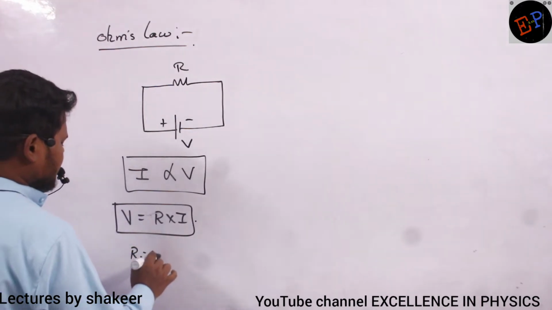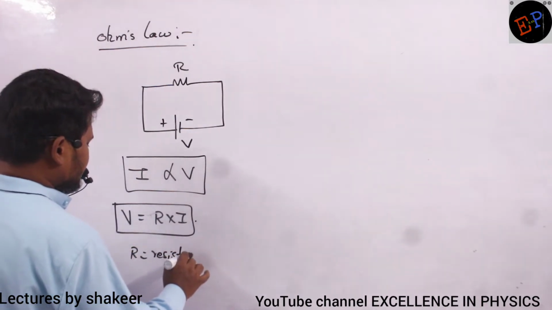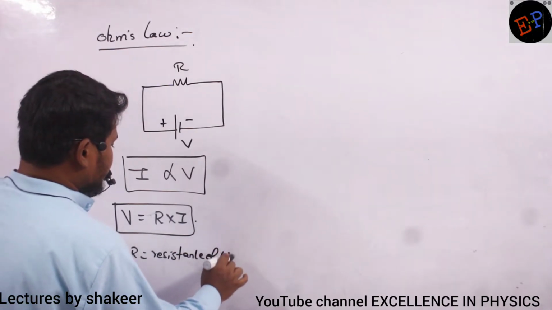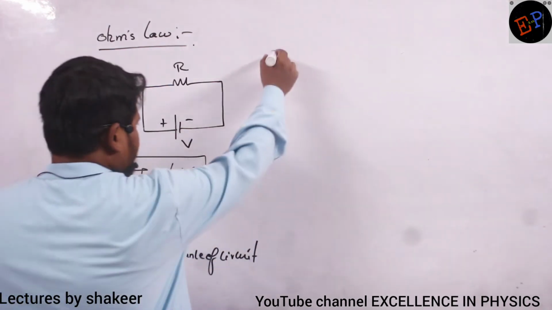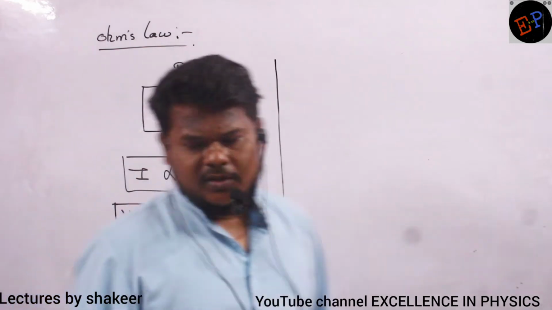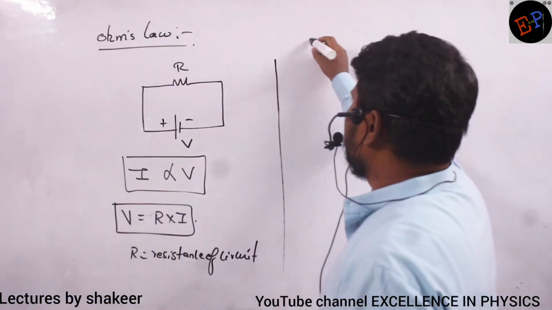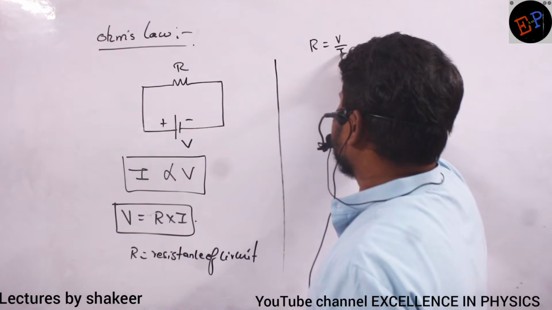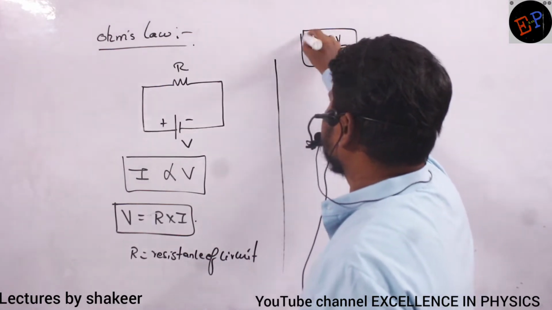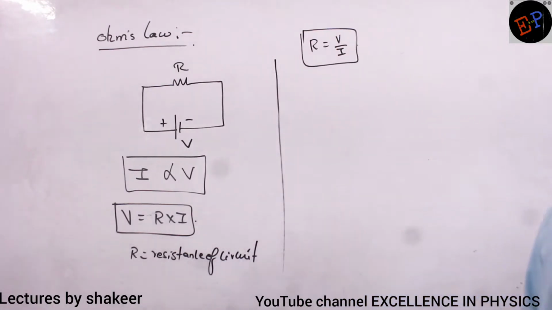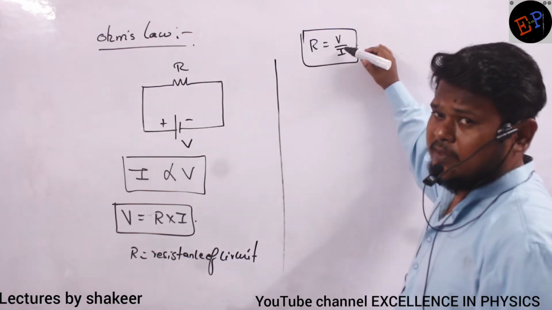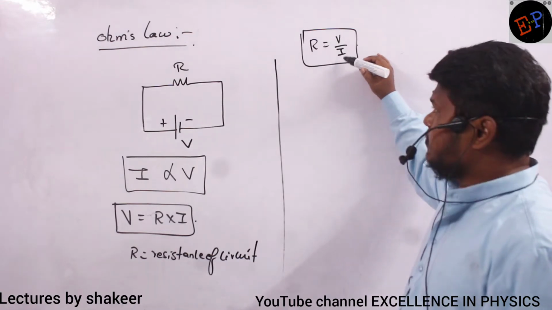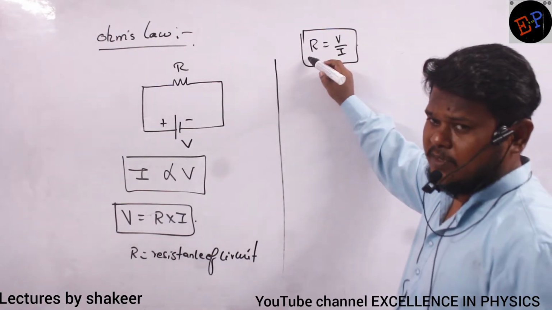And what is meant by this R? R is called the resistance of the circuit. In the circuit, the total amount of resistance present is called R. Are you able to understand? So therefore, how can I calculate the R value? R is equal to V by I. Is it clear? So how much potential do you have to apply for 1 ampere of current to be produced? That is called resistance.